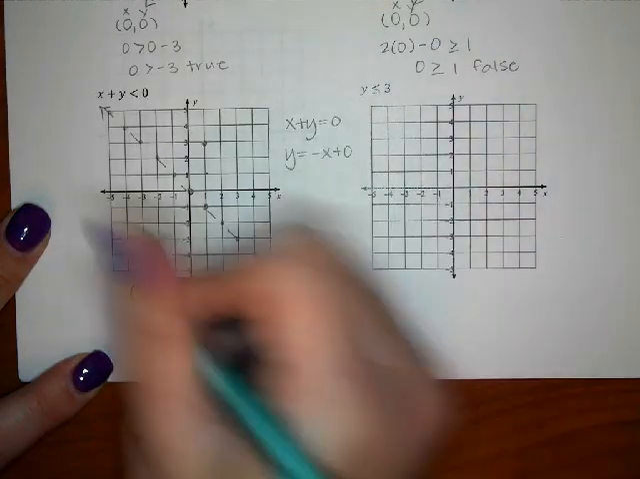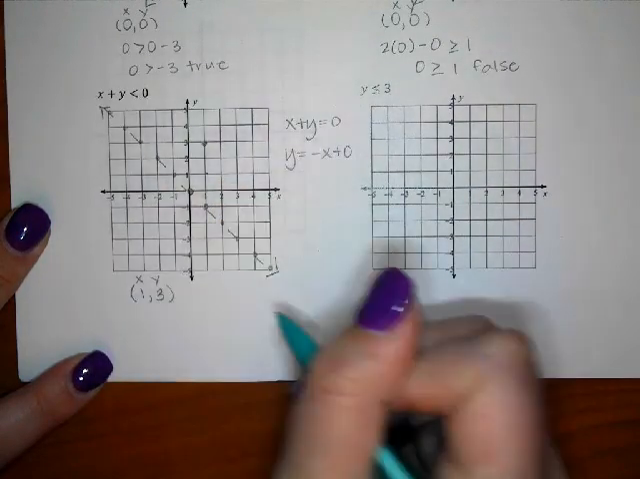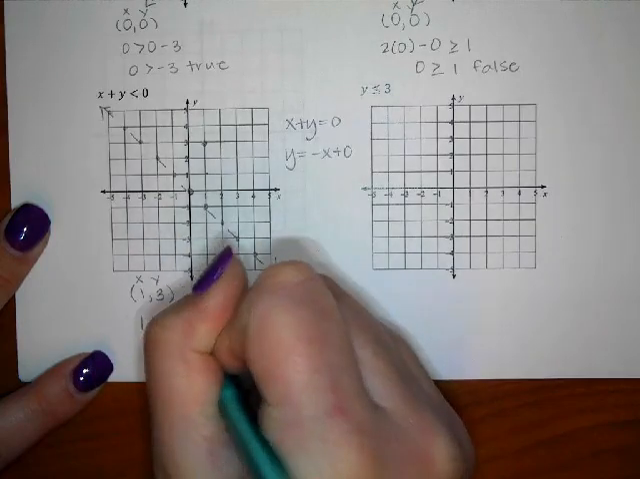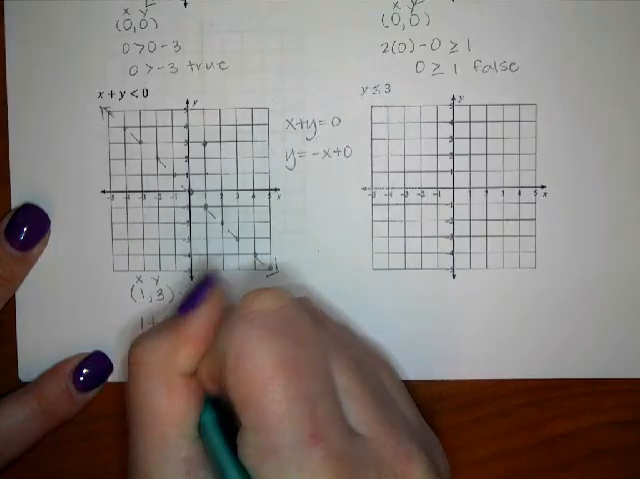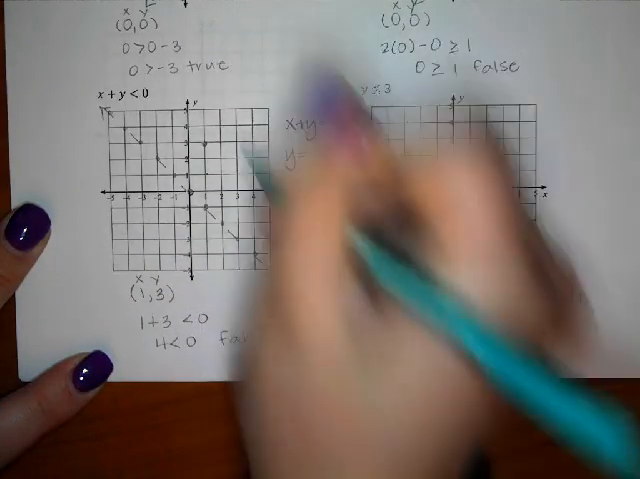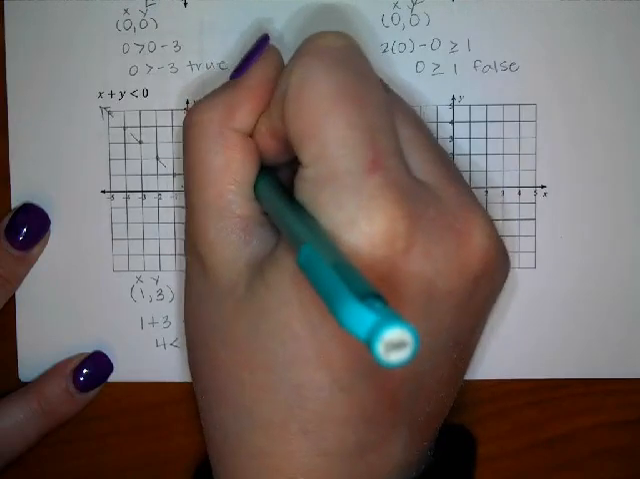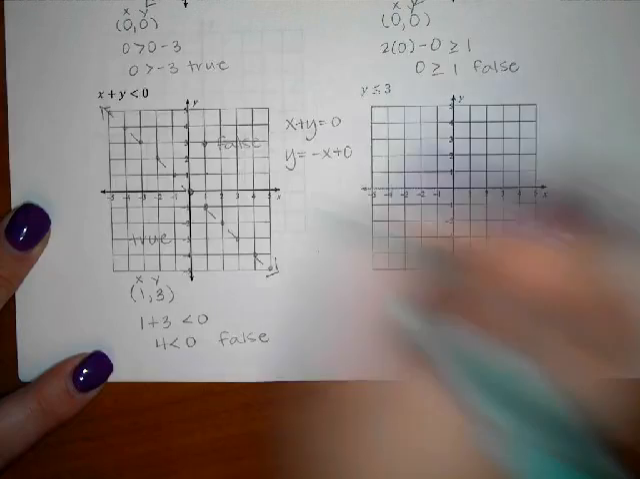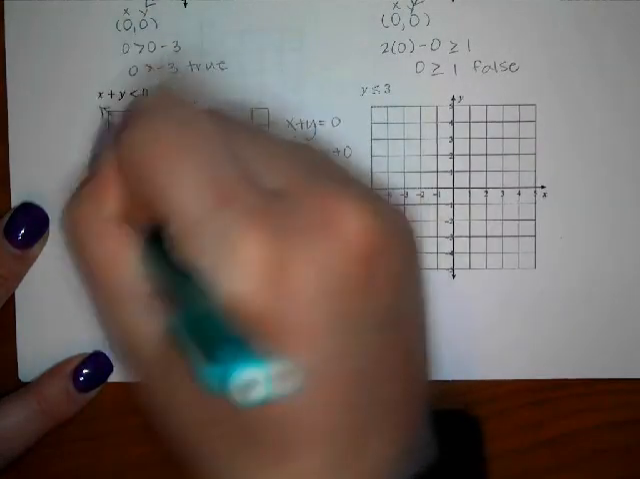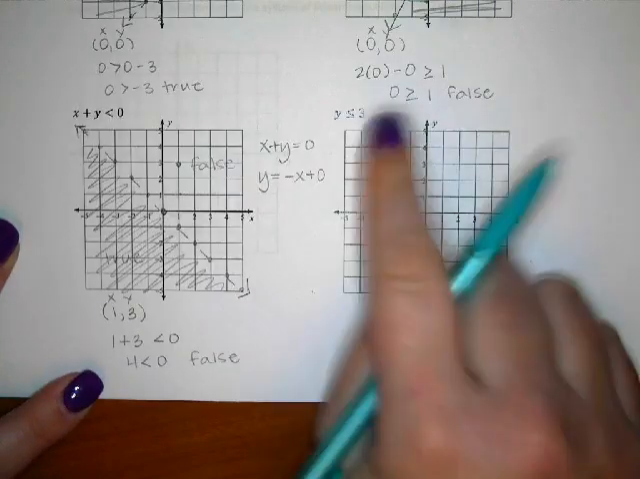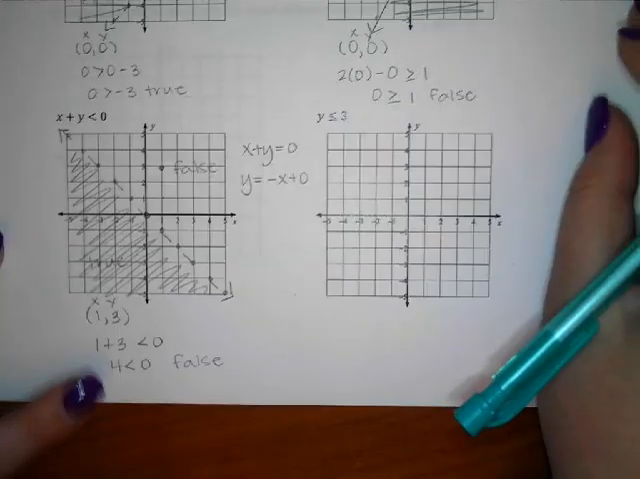So x coordinate, y coordinate, 1 plus 3, x plus y is less than 0. 4 is less than 0 is false. So the point that I chose was false. That means that this side over here is true. And there's my shading.